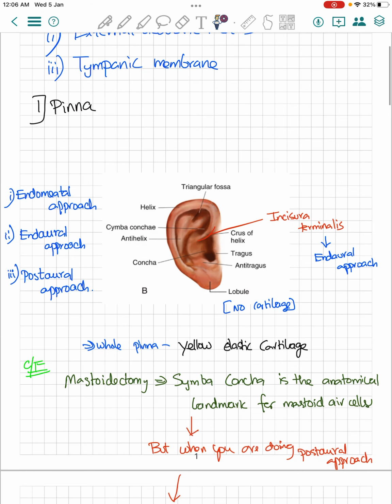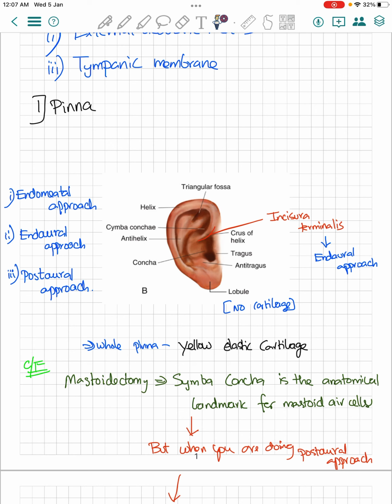Okay guys, the parts of the pinna are like the helix, which is the first part, this large helix. Opposite to the helix is the anti-helix. Then there is a tragus, and the function of the tragus is the collection of the sound waves into the external acoustic meatus. Opposite to the tragus is the antitragus, and then there is a large part known as concha. This is divided by the crus of the helix into cymba concha, and this is another concha.